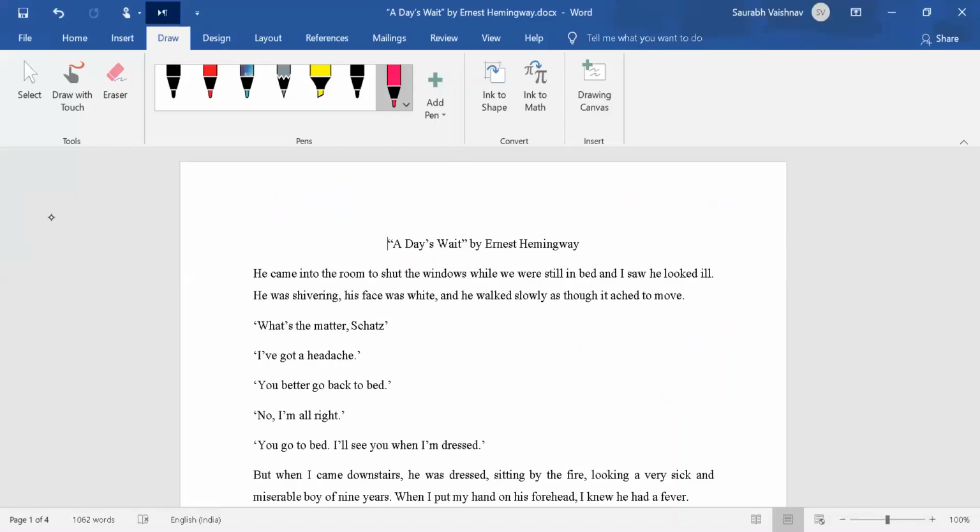He came into the room to shut the windows while we were still in bed, and I saw he looked ill.